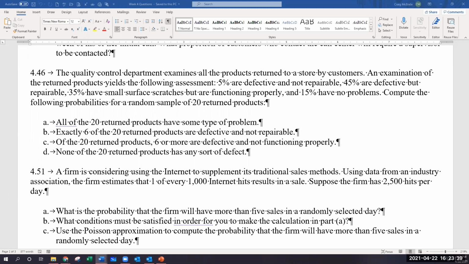Okay, so are we going to go over 4.51? I am sorry, I did not have time to get to that. That is my task for tomorrow, but we can go over it.